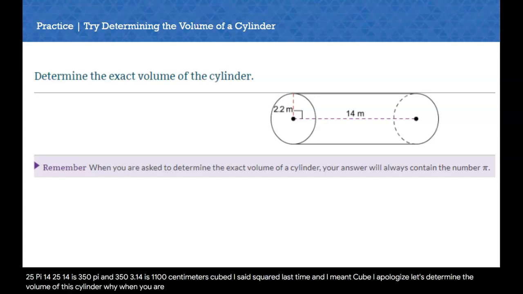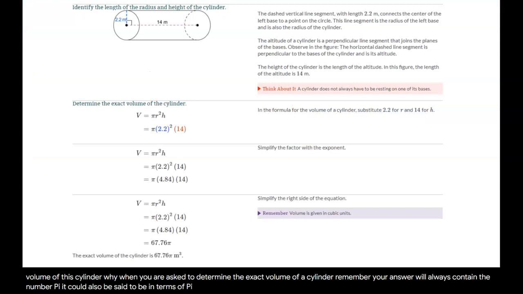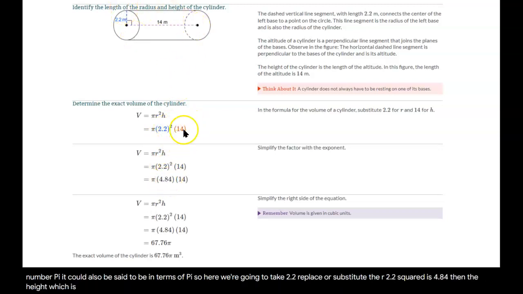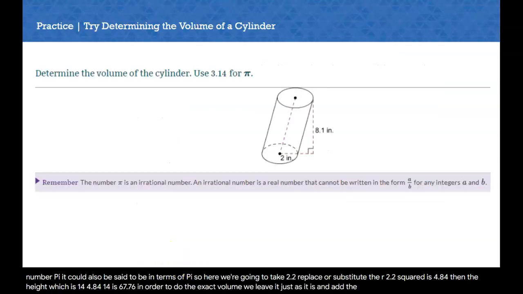When you are asked to determine the exact volume of a cylinder, remember your answer will always contain the number pi. It could also be said to be in terms of pi. So here we're going to take 2.2, replace or substitute the r. 2.2 squared is 4.84. Then the height, which is 14. 4.84 times 14 is 67.76. In order to do the exact volume, we leave it just as it is and add the pi symbol.